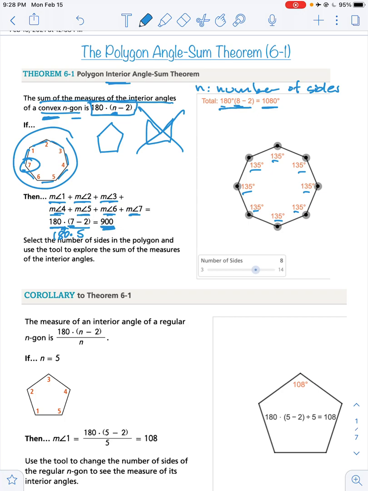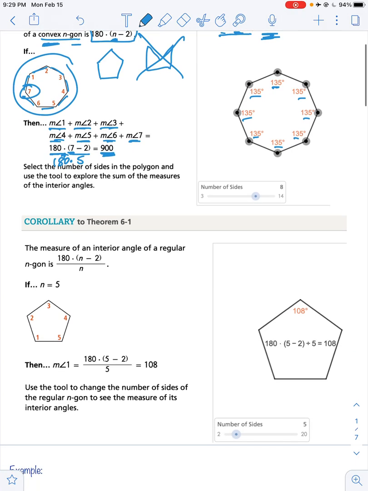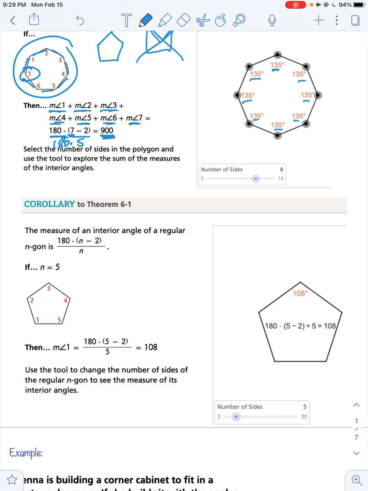So when I take all of the angles and I add them up, they add up to 1080. Okay. And on this one, they're all the same, they're all 135. Even if they're different, they're still going to add up to 1080 if my shape has 8 sides. Now, a corollary to this is if I want to know the measure of one interior angle, all I have to do is take that same formula, 180 times n minus 2, and divide it by the number of sides. So remember that n means the number of sides.